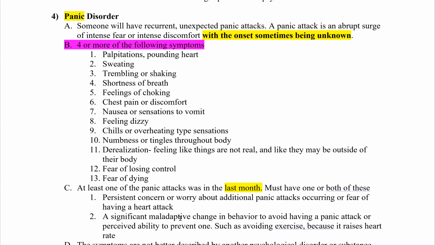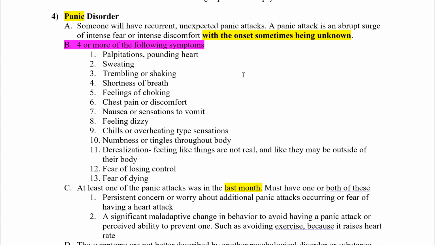And that's why I said panic disorder kind of messes up everything, because the symptoms aren't that similar and the length of time is totally different. So, a quicker view of panic disorder: they have to have a panic attack with the onset known or unknown, 4 or more of the following.